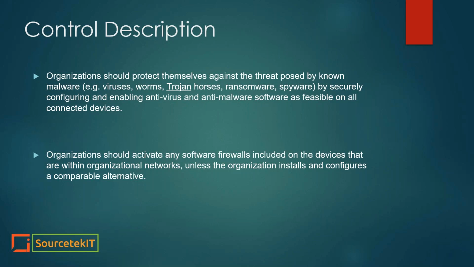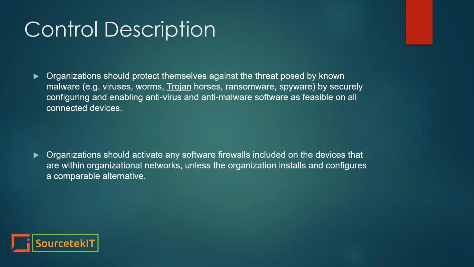Okay, so this is the key description of these two controls. One is organizations should protect themselves against the threat posed by known malware. You can do that in many ways. You can have antivirus as a basic setup for every device. That includes your mobiles as well, your tablets, that are accessing your corporate network. By securing configuration, enabling antivirus and anti-malware software where feasible on all connected devices. When we say all connected, it will cover your tablets, mobile, your desktops, your laptops.